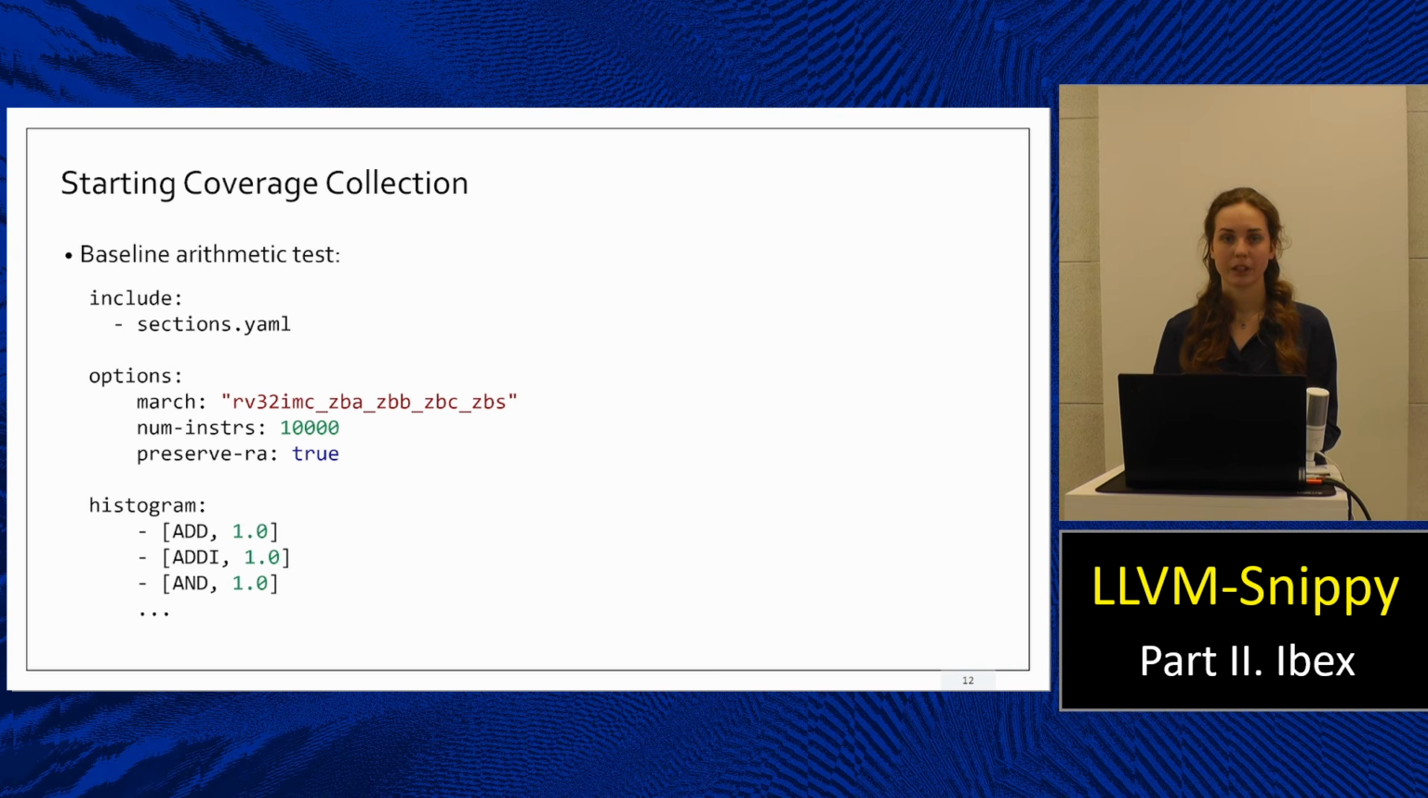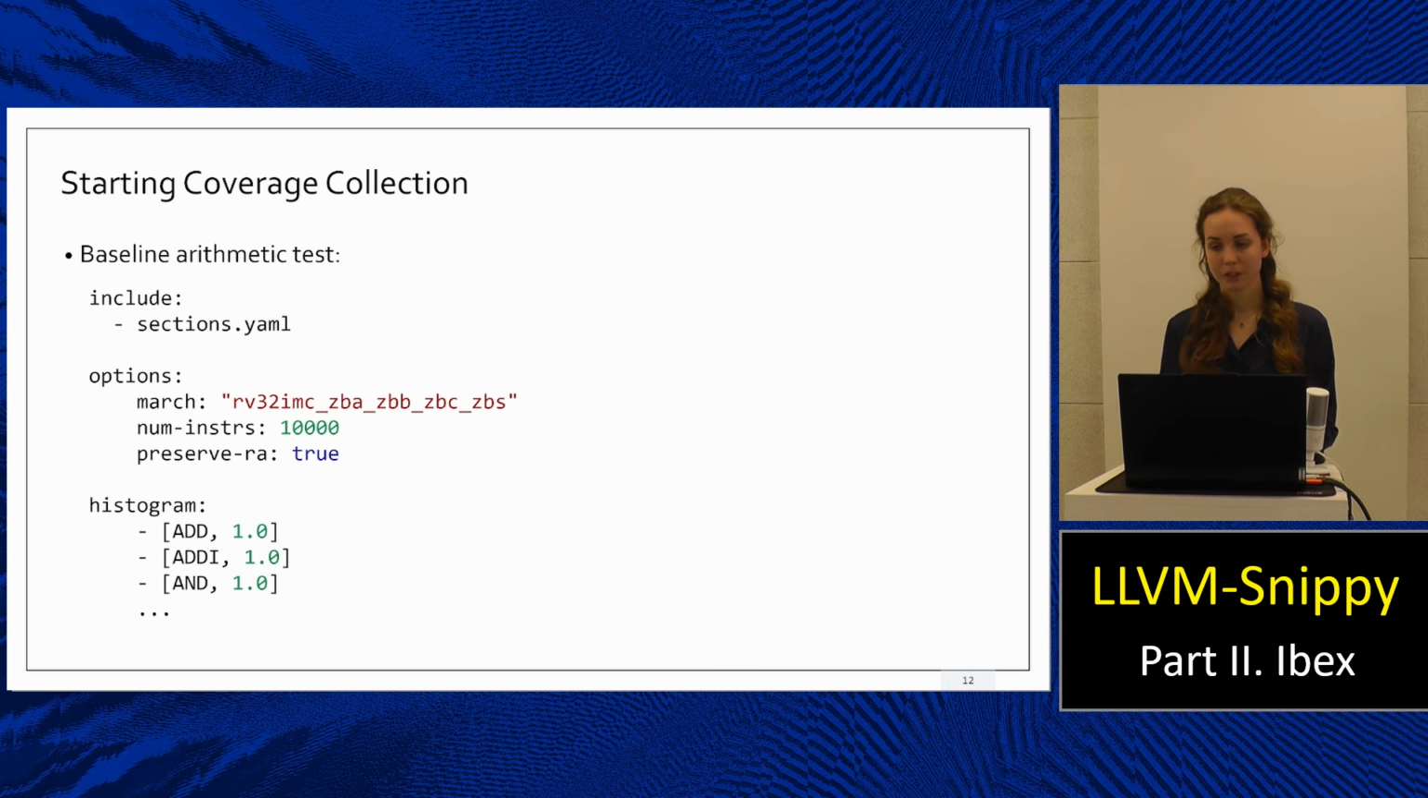Let's start with the simplest scenario. For now, we don't add complex control flow, special corner cases, or directed dependencies. First, we want to understand the baseline: what LLVM-snippy can cover almost out of the box if we only ask it to generate ordinary instruction sequences. For this, we take the arithmetic and logic instructions, add, addi, and similar operations.